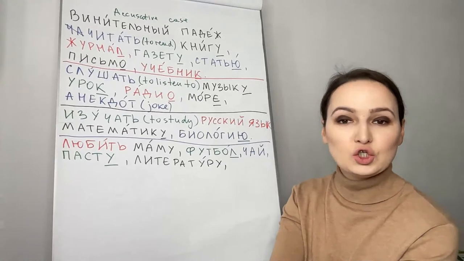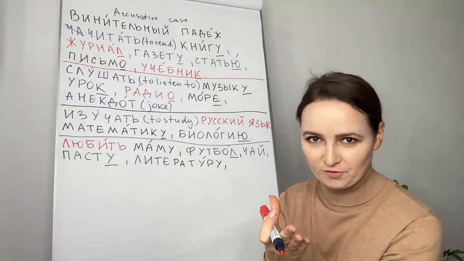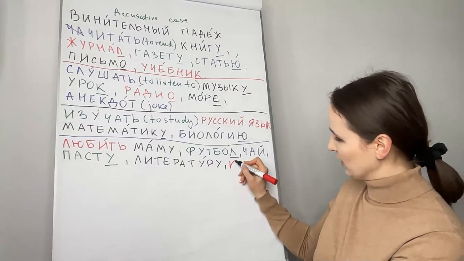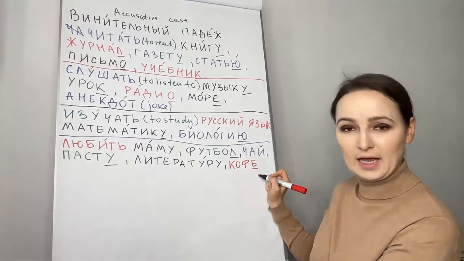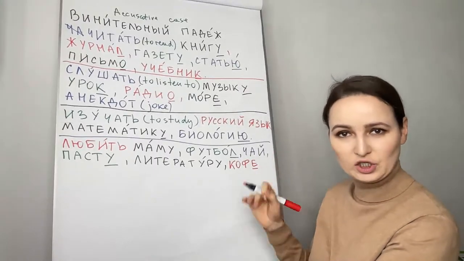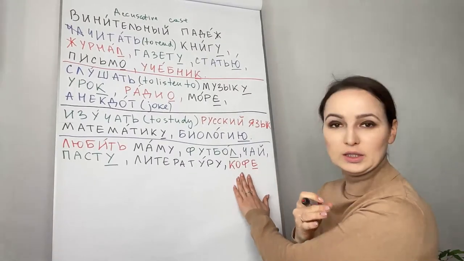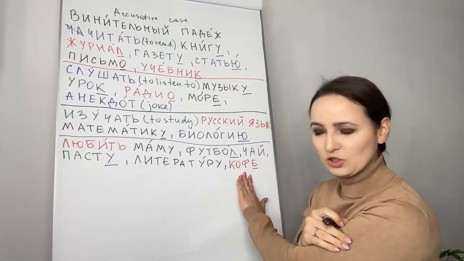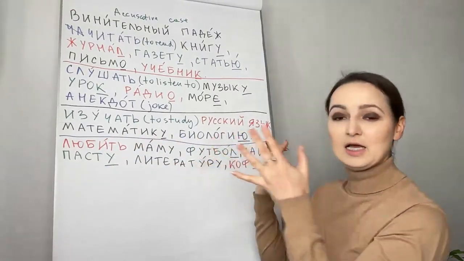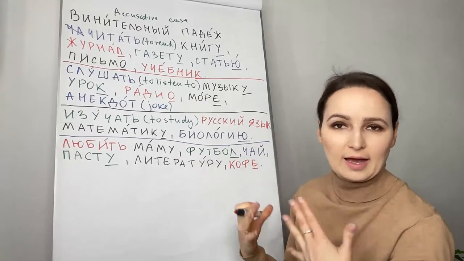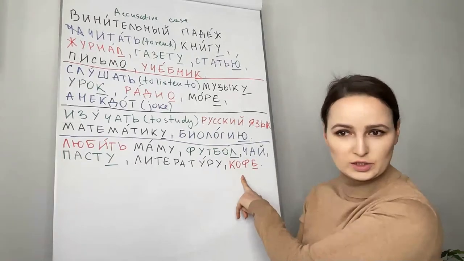To love or to like coffee. Кофе. Let's write it down. Давайте напишем кофе. It ends in е, but it's an exception. Then the gender is masculine. In masculine, in accusative case, nothing will change. So любить кофе, we will write like this. Я люблю кофе. I like кофе. Nothing will change in the word кофе in accusative.